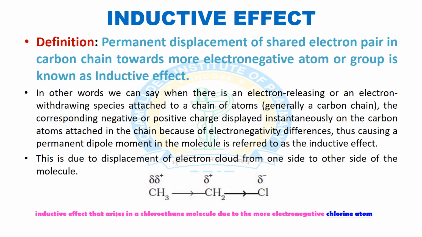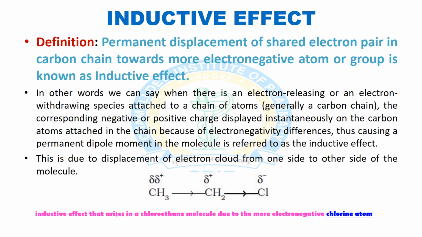So when there is an electron releasing or electron withdrawing species attached to a chain of atoms, especially the carbon chain, the corresponding negative and positive charges are displayed instantaneously on the carbon atoms attached in the chain because of the electronegativity differences, thus causing a permanent dipole moment in the molecule, and such an effect is known as the inductive effect. It is a permanent kind of effect, due to the displacement of the electron cloud from one side of the molecule to the other side of the molecule.